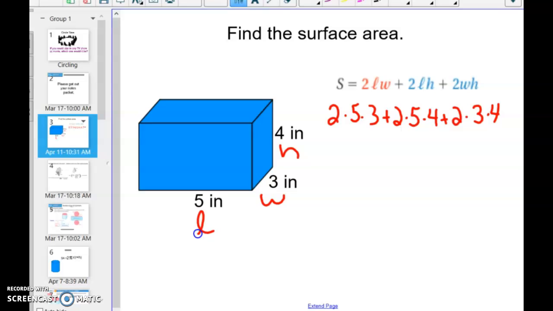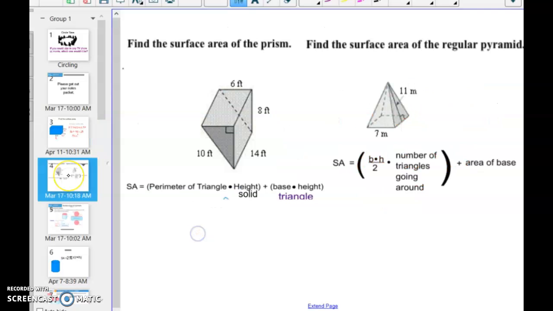So 2 times 5 times 3 would be 30. 2 times 5 times 4 would be 40. 2 times 3 times 4 would be 24. And then you would add those three parts together and you would get the surface area of 94 inches squared. So just a quick review of a rectangular prism.